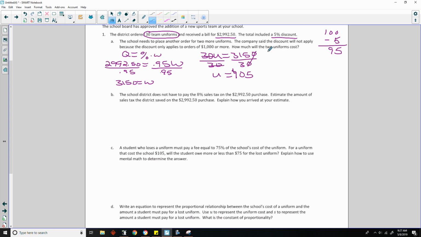We want to buy, how much will the 2 uniforms cost? So in order to find the price of 2 uniforms, I need to multiply both sides by 2. So I get 2 uniforms equals, and 105 times 2 is $210. So the 2 uniforms are $210.